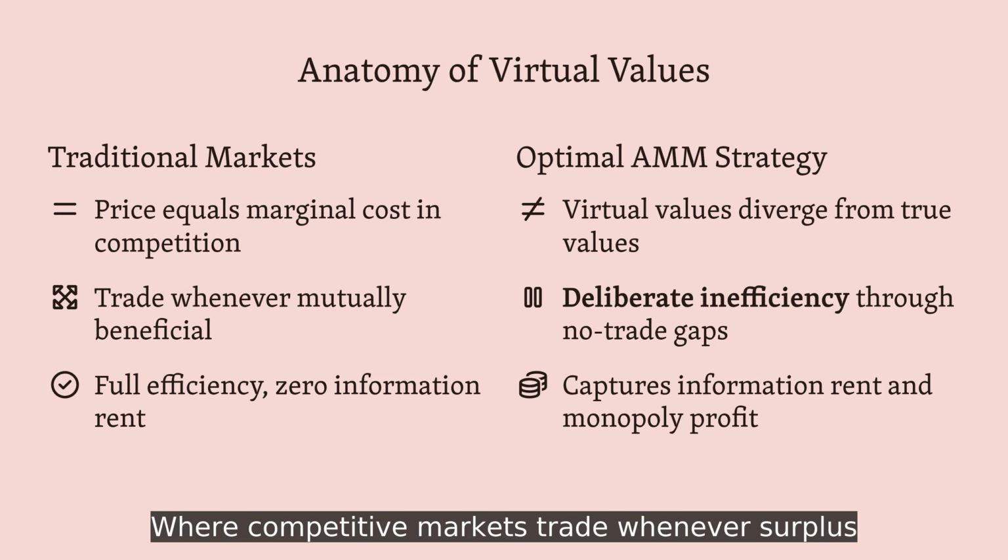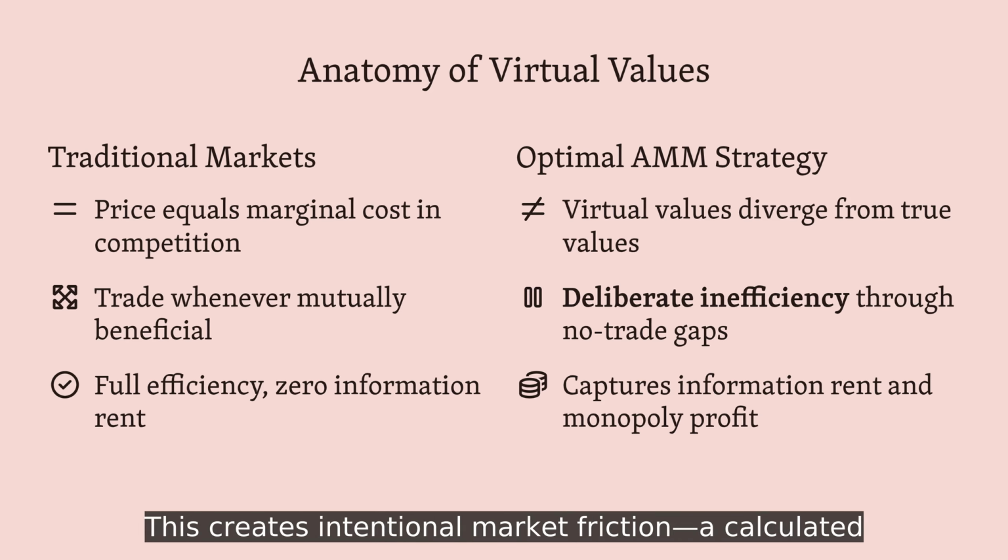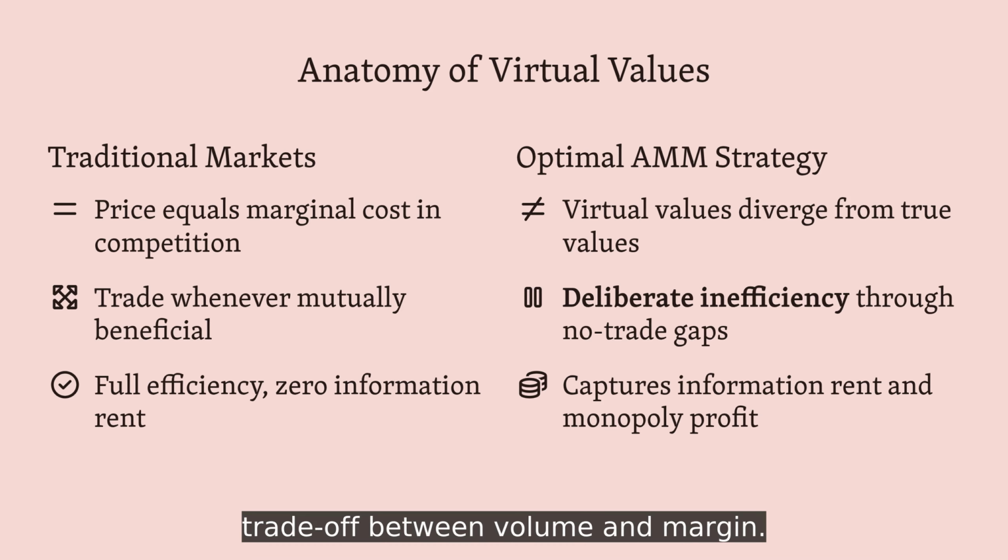Virtual values transform the optimization landscape. Where competitive markets trade whenever surplus exists, the monopolist liquidity provider uses virtual values to identify trades that maximize expected profit rather than welfare. This creates intentional market friction, a calculated trade-off between volume and margin.